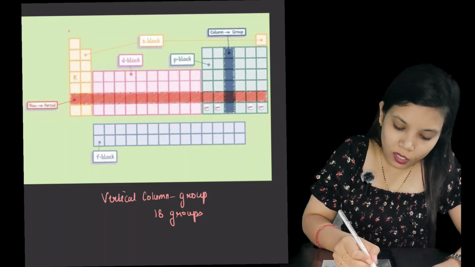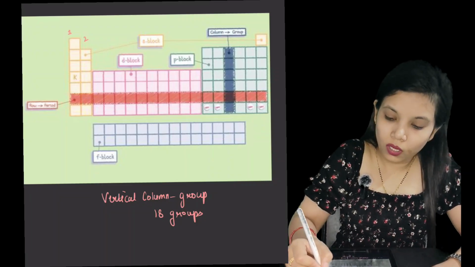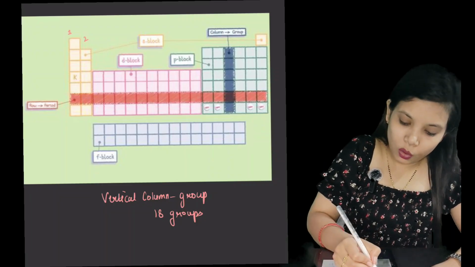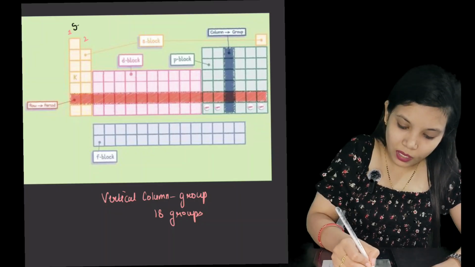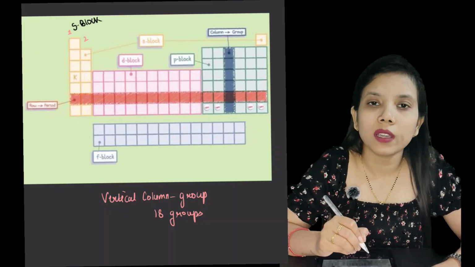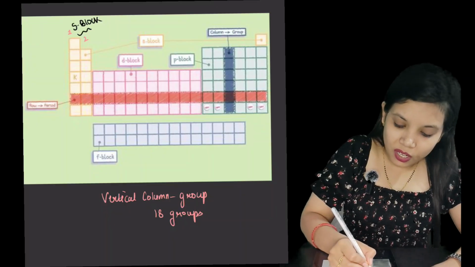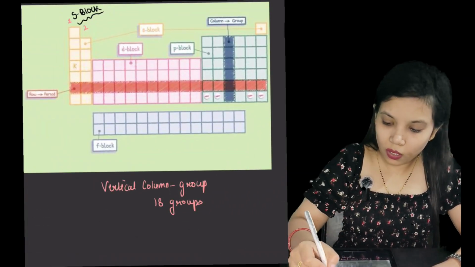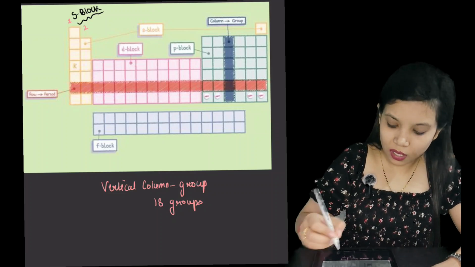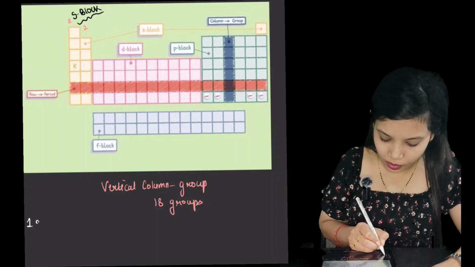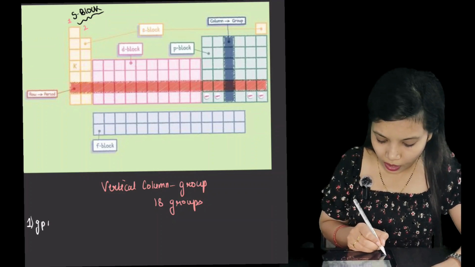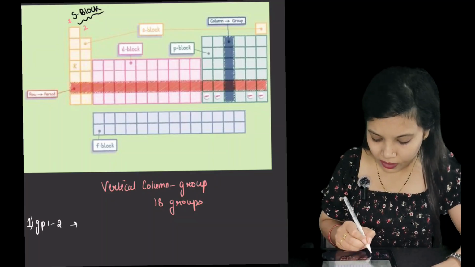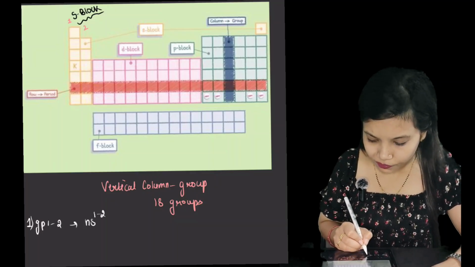Now if I talk about group number 1 and group number 2, these groups 1 and 2 are basically called S block elements. What we call them as S block elements. And the general configuration of these S block elements, for group number 1 and group number 2, is NS 1 to 2.